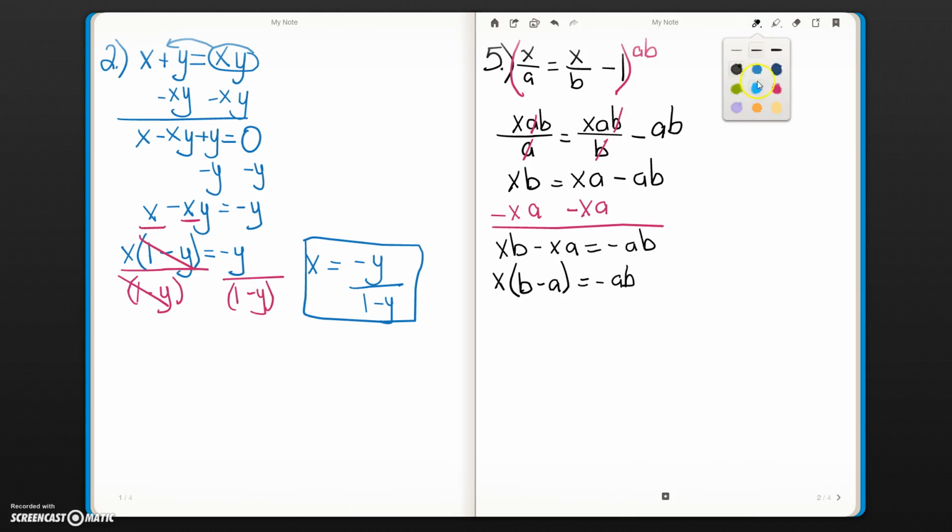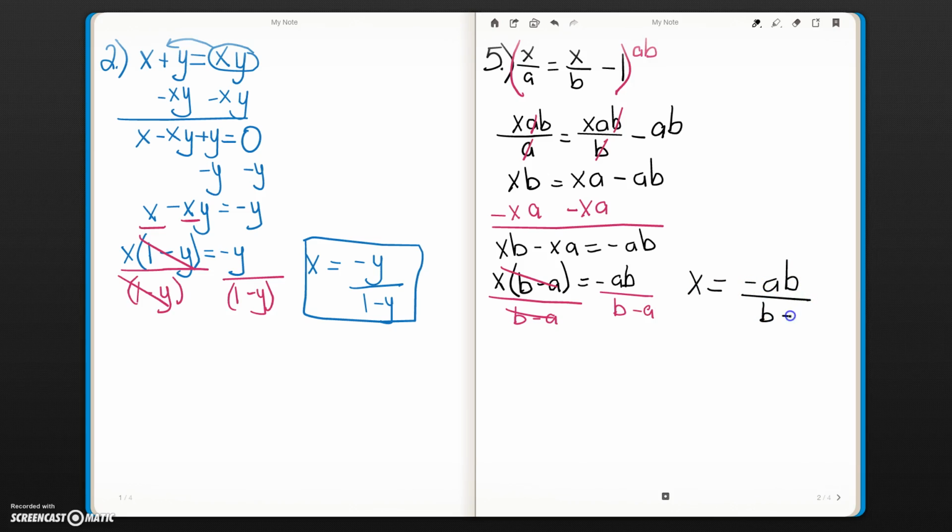And very similar, you're going to notice there's a pattern for all of these. Very similar to the last one, I'm going to divide by b minus a on both sides. So this is canceled, this is canceled. So finally, I end up with x equals negative ab over b minus a. Okay? All right, so that was number 5.